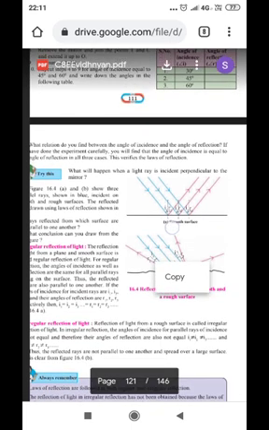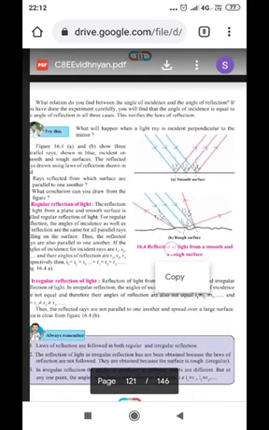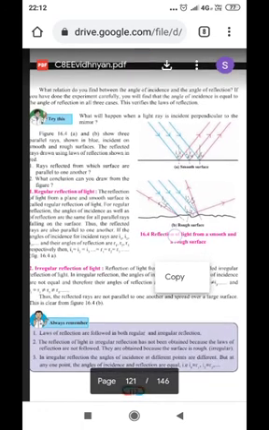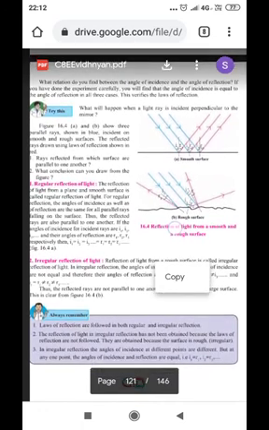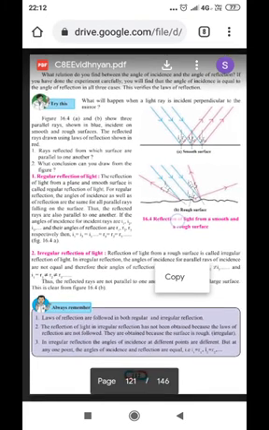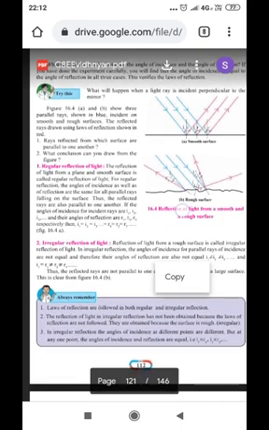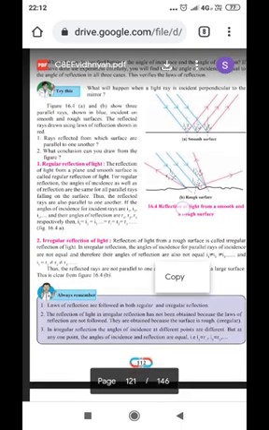It is observed that the angle of incidence is equal to the angle of reflection. Therefore, angle r will be 30, 45, 60 degrees respectively. From this, what relation do we find between the angle of incidence and the angle of reflection? We found that angle i and angle r are both equal. If you have done the experiment carefully, you will find that the angle of incidence is equal to the angle of reflection in all three cases. This verifies the law of reflection.